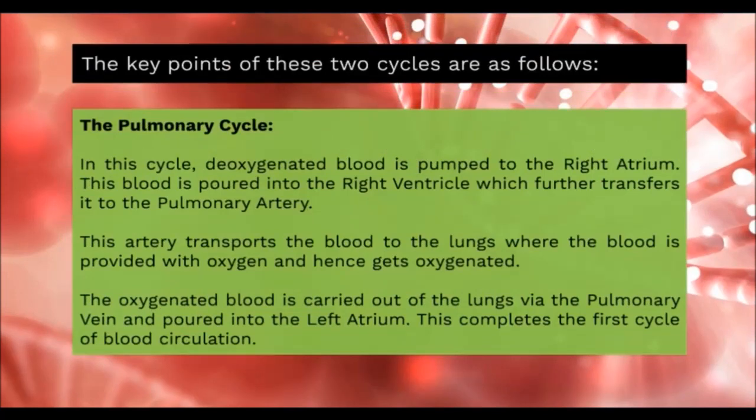The key points of these two cycles are as follows. The pulmonary cycle. In this cycle, deoxygenated blood is pumped to the right atrium. The blood is poured into the right ventricle, which further transfers it to the pulmonary artery. This artery transports the blood to the lungs, where the blood is provided with oxygen and hence gets oxygenated. The oxygenated blood is carried out of the lungs via the pulmonary veins and poured into the left atrium. This completes the first cycle of blood circulation.